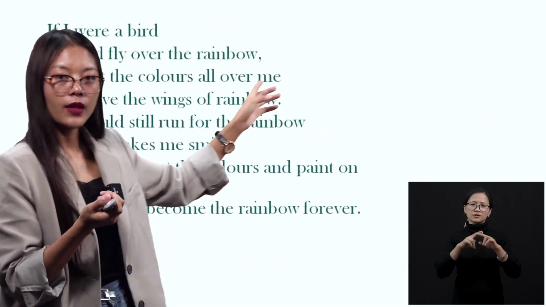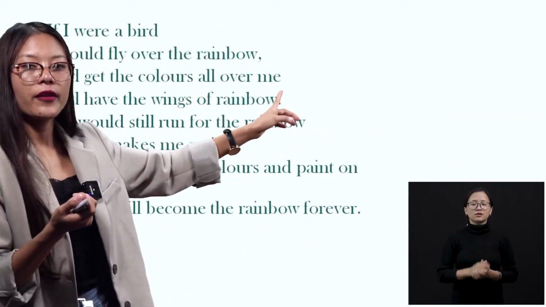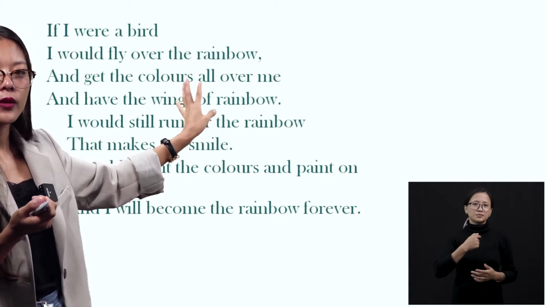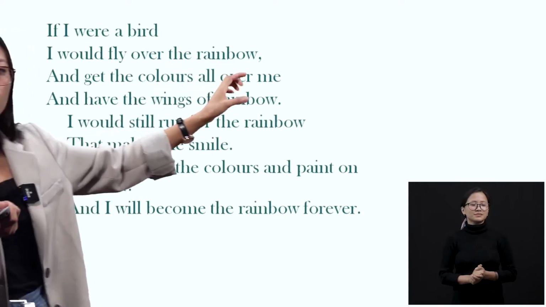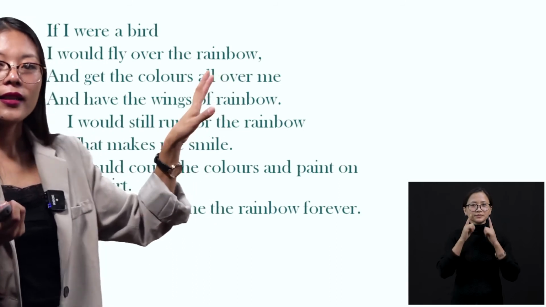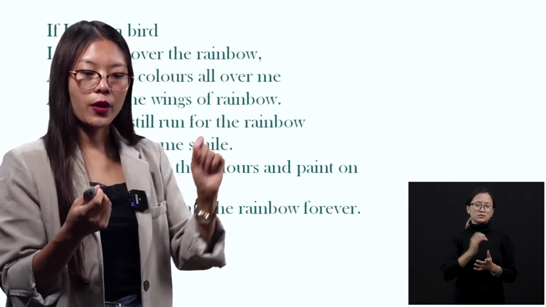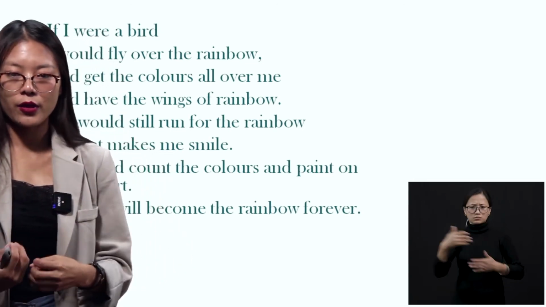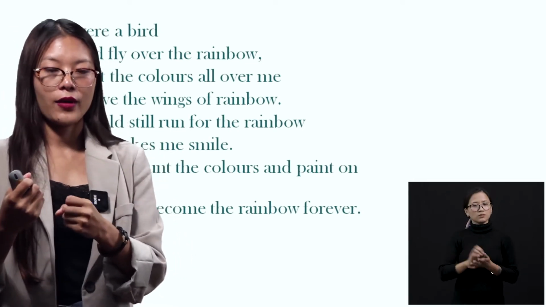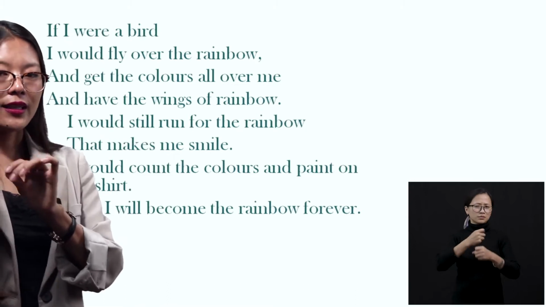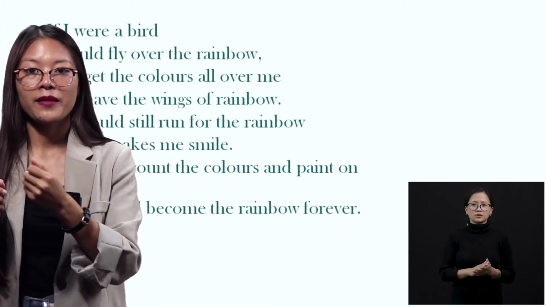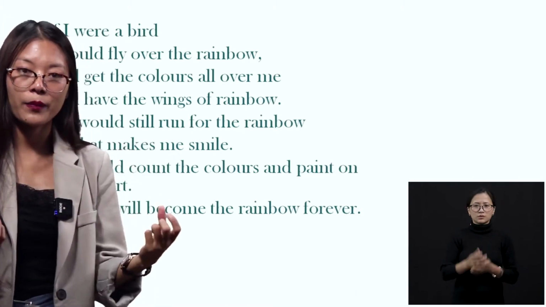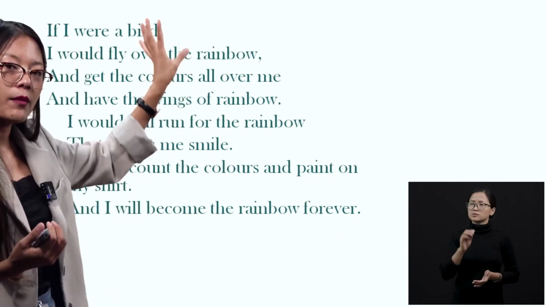See, colors all over me. If I were a bird, see, the boy is saying that he will get the colors of the rainbow all over me, okay? But this is just his imagination, okay? Because in reality, even if the rainbow comes close to us, we cannot take the color of that, right? It is made up of something that cannot be taken by humans, or any living beings, right? So this is just in his imagination, okay?